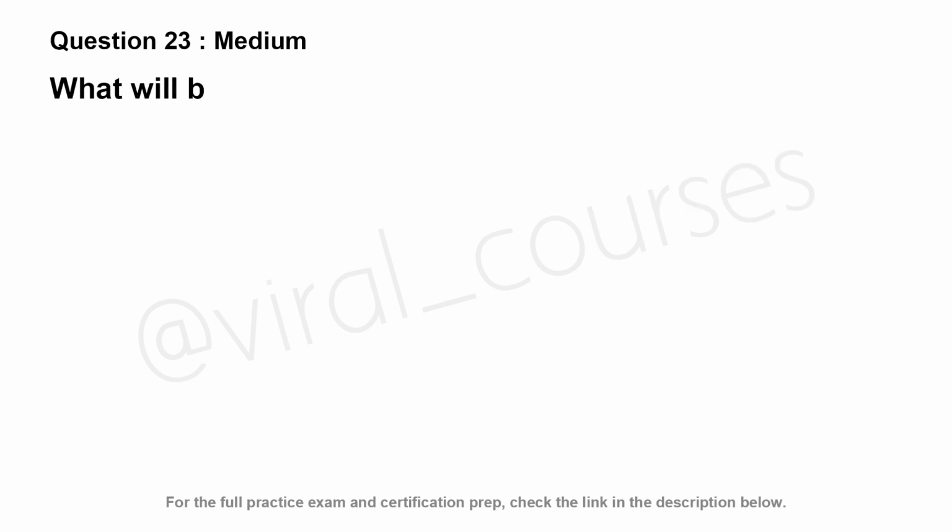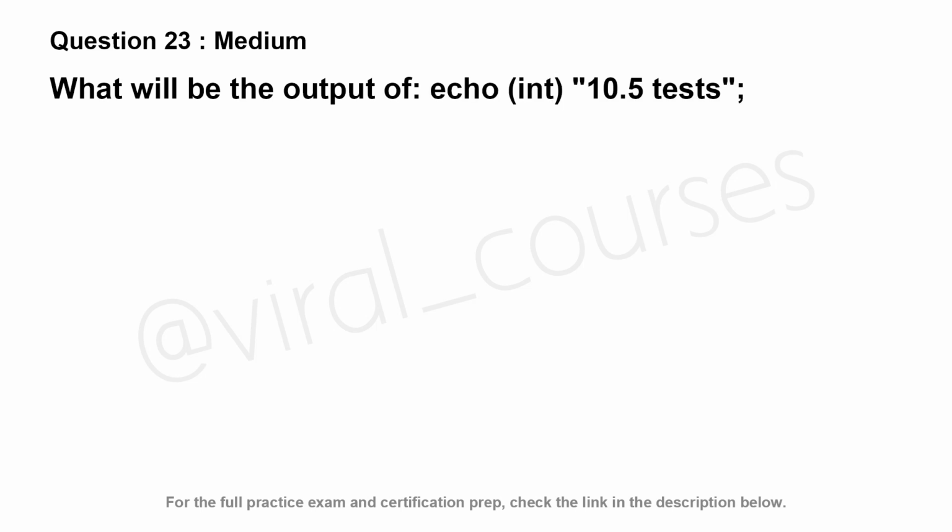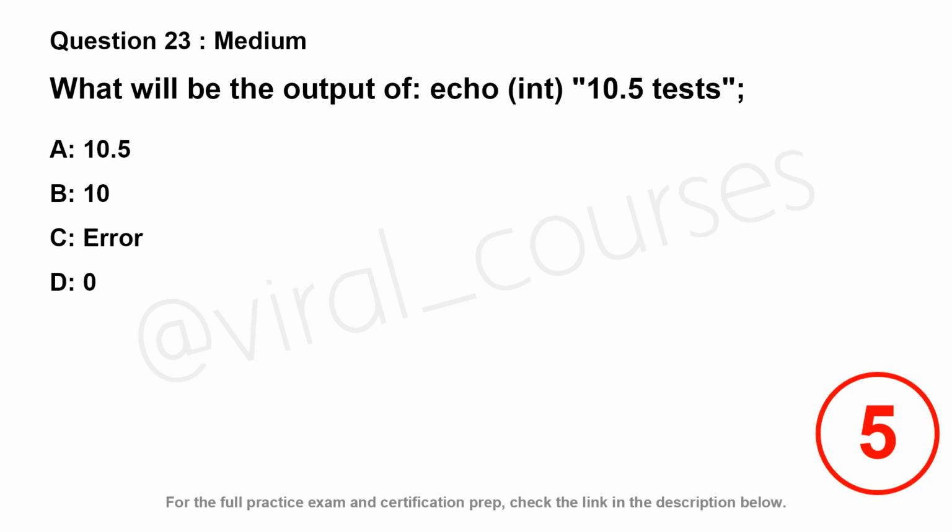What will be the output of echo (int) "10.5 tests"? Option A, 10.5. Option B, 10. Option C, error. Option D, 0.